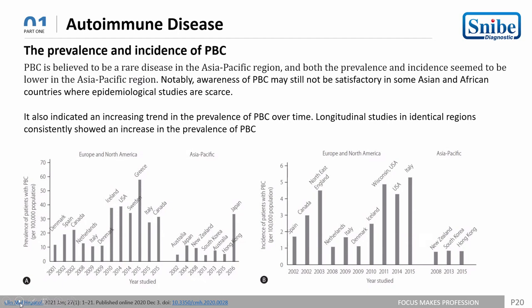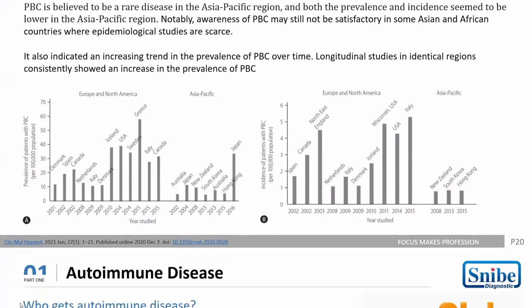It is believed to be a rare disease in the Asia Pacific region, and the prevalence and incidence seem to be lower there as compared to European and North American countries. You can see that in the Asia Pacific, New Zealand, South Korea, and Hong Kong are more commonly affected by this PBC disease.